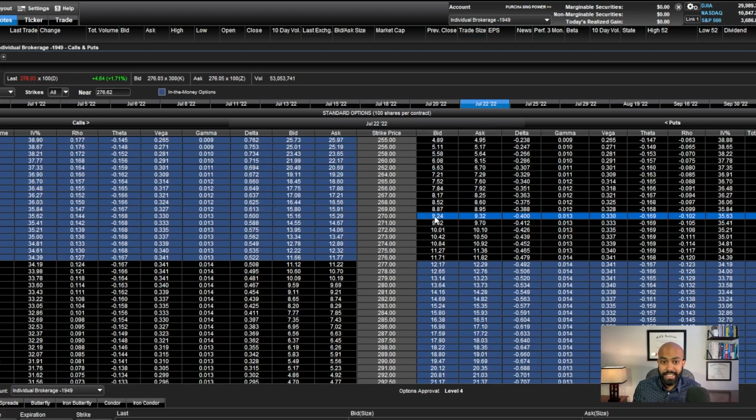The bid says what is the highest someone is willing to buy an option at. And so if you're selling, that means you have to sell it at the bid. The ask says what is the lowest someone is willing to sell the option at. So if you want to buy the option, you would buy at this ask price.